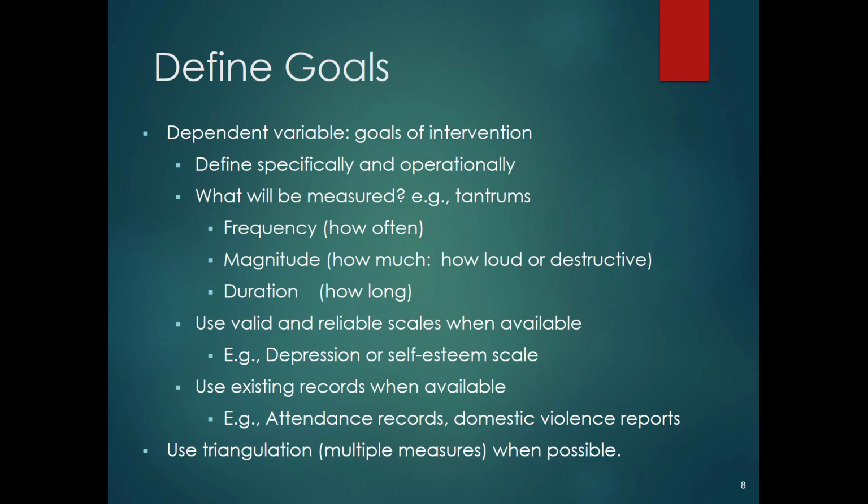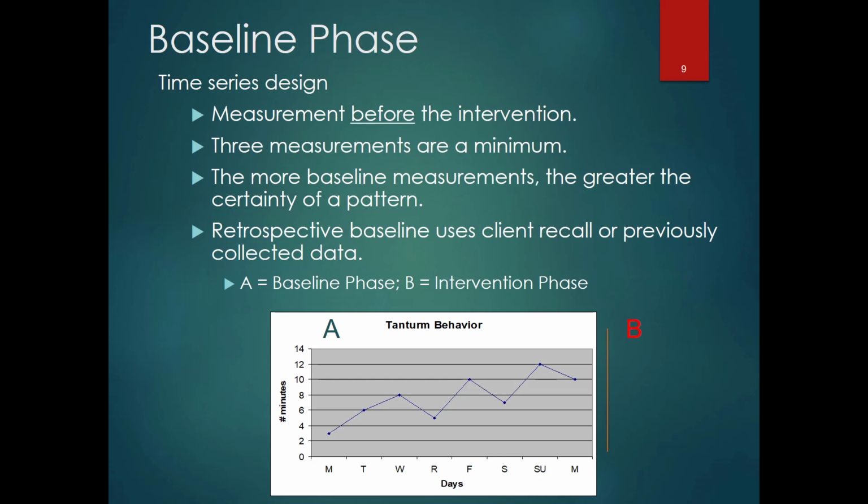And then triangulation whenever possible. So triangulation is basically when you use multiple sources or multiple measures. So if there's multiple sources or multiple measures that you can use, triangulation is a good thing to do because it strengthens your research. Okay, so with the baseline phase, it is a series of measurements taken before an intervention is introduced. It is during this phase that researchers establish the pattern of behavior before the intervention. Ideally, during this phase, researchers take measurements until a stable pattern emerges.